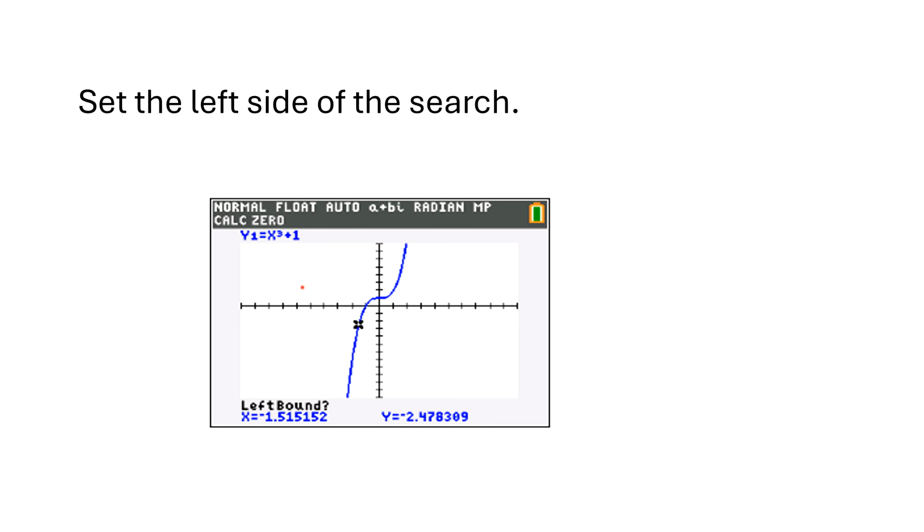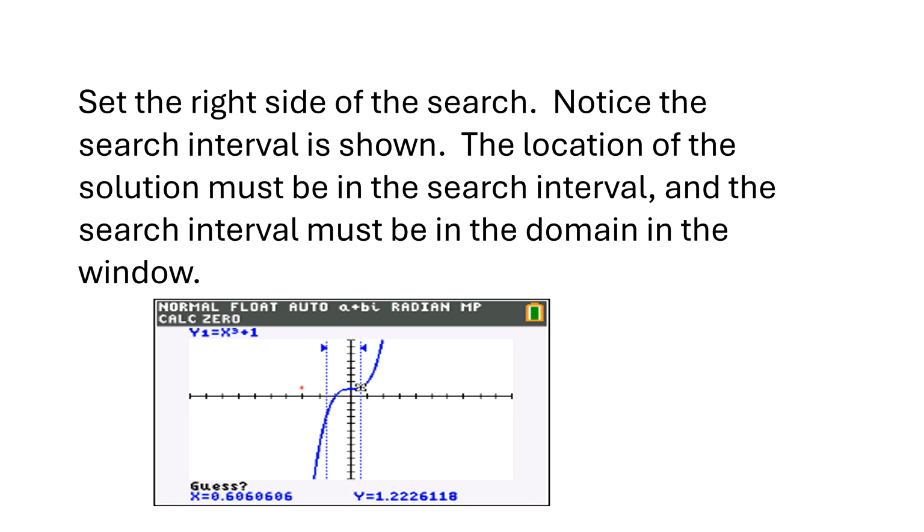Now it's going to ask me for left bound. What it's looking to do is set up a search interval to find where the 0 is. Well, this is left of the 0, so it's fine. I just hit enter. And this actually blinks until I hit enter, then it moves on. And it's going to leave a line like this. And it's going to repeat over here with the y equals.